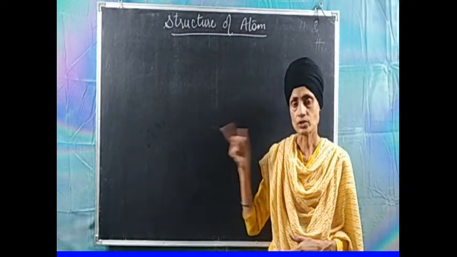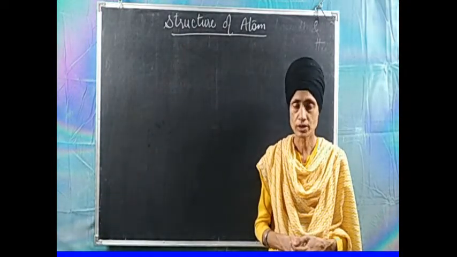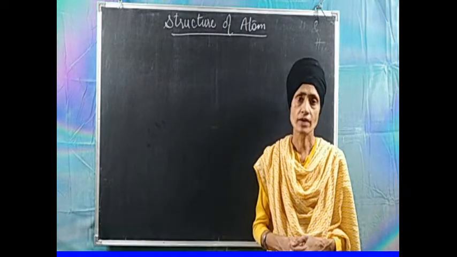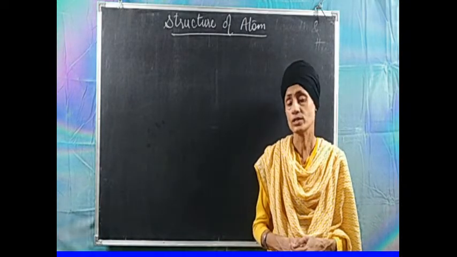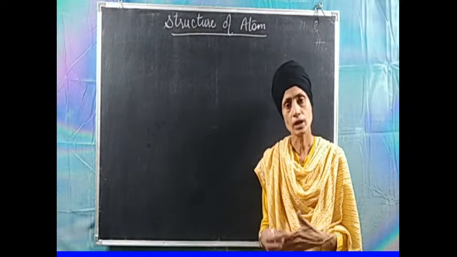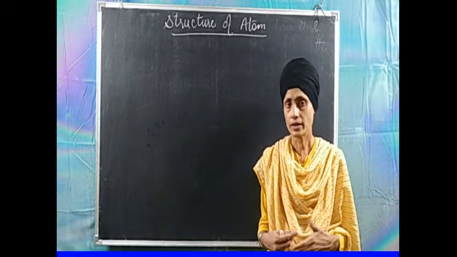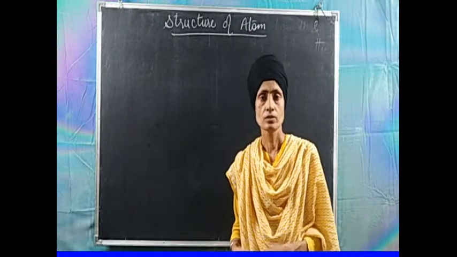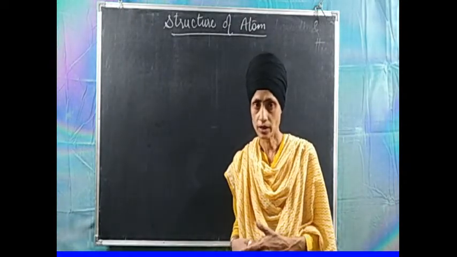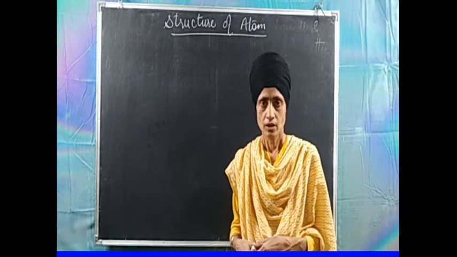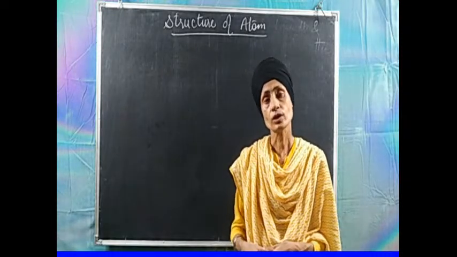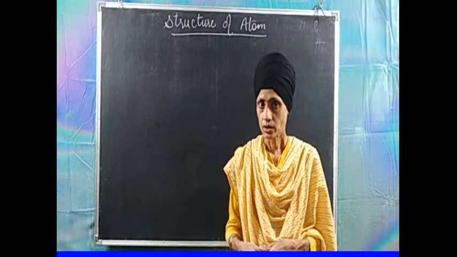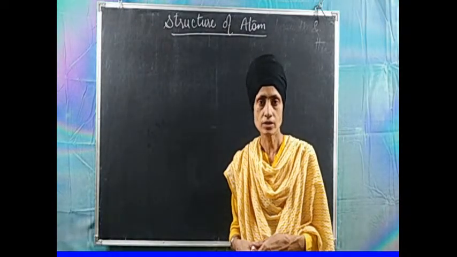So regarding the structure of the atom, there are different theories given by different scientists. The first ever theory was given by J.J. Thomson, then Rutherford came and gave his own theory, and at the end Bohr gave his theory. Afterwards the quantum mechanical model came. So different theories are there. Here we are going to discuss three theories: Thomson's theory, then Rutherford's, and afterwards Bohr's theory.